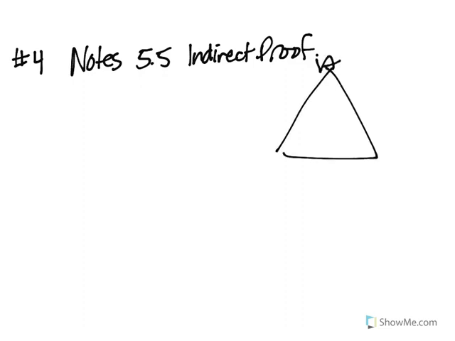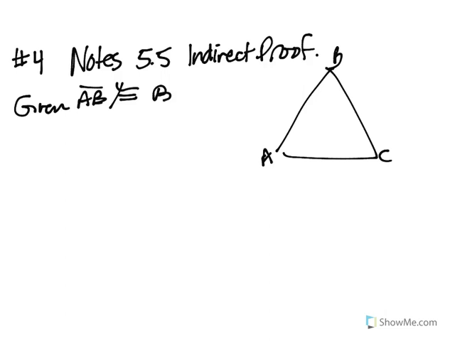It has a triangle A, B, C. Whoops, and it doesn't look like that. Hang on. A, B, C, and it says given AB is not congruent to BC. And then it says prove angle A is not congruent to angle C.